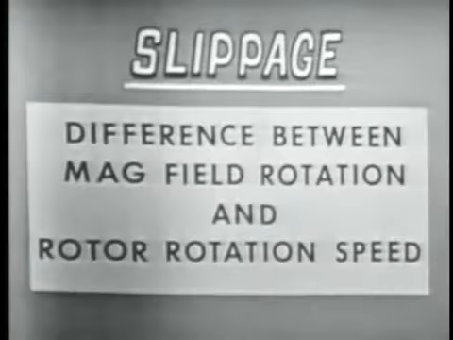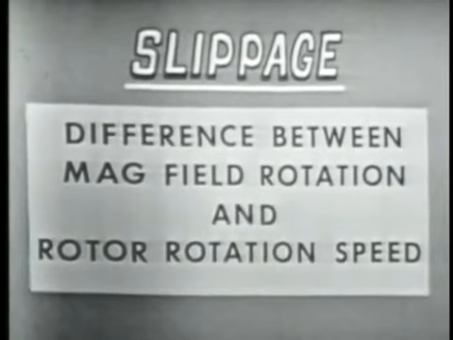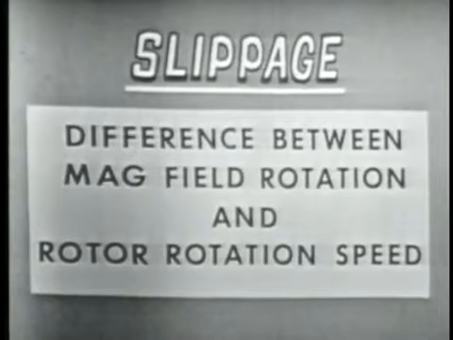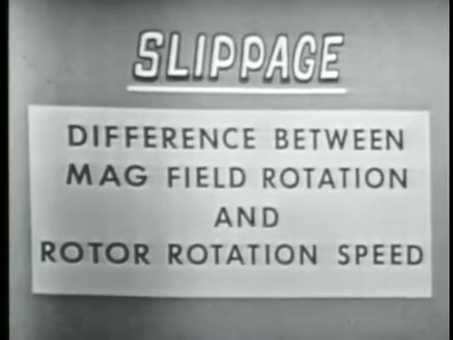Right. Now, the difference between magnetic field rotation speed and rotor rotation speed is called slippage. And the greater the load on the motor, the greater the slippage. That's right. Now, since we put a load on the motor, this fan, in other words, we've caused the rotor to turn slower. Well, how do we generate enough energy to keep that rotor turning?